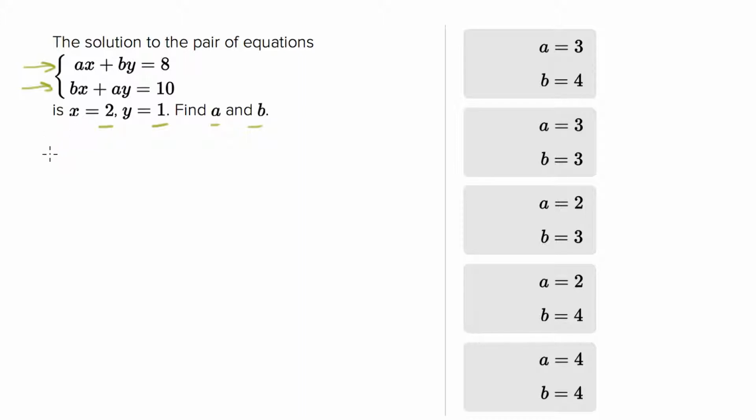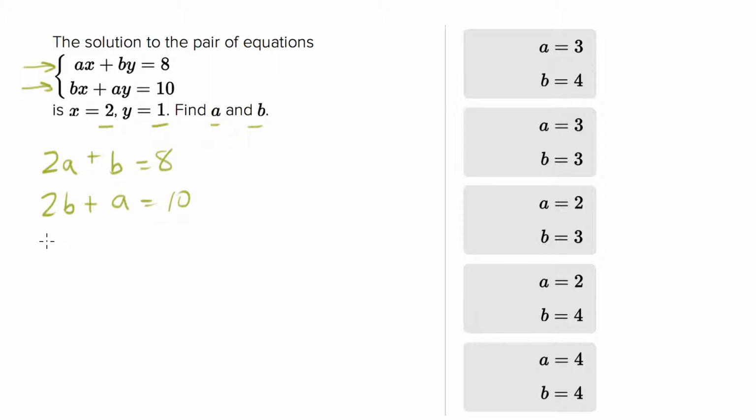So let's plug in x and y to get the simplified version of this. So ax becomes 2a, by becomes 1b, and the first equation equals 8. Wait, I just put y up there, which is wrong. It was 2a plus y is 1, so this is 2a plus b equals 8. The second equation becomes x was 2, so that's 2b, plus y is 1, so that just becomes a, equals 10.